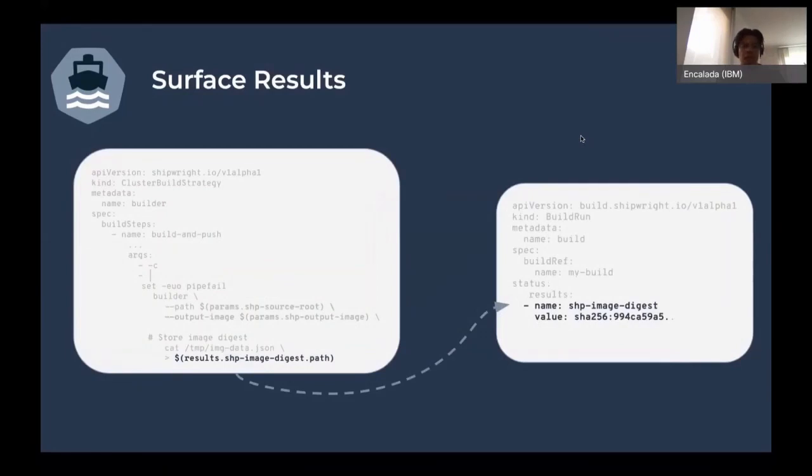And surface results basically reduce the feature from Tekton around results. And in combination with the tools we use, we can make sure that valuable metadata will be surfaced to our build runs once they run to completion. So for example, if I just build a container image, I should make sure that my build run knows about the container image digest that I just generated.